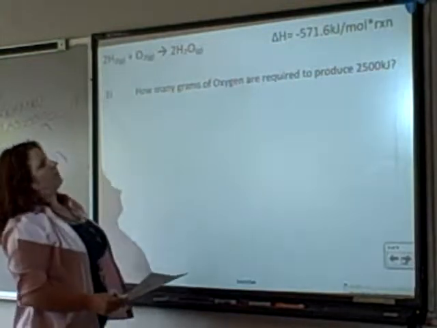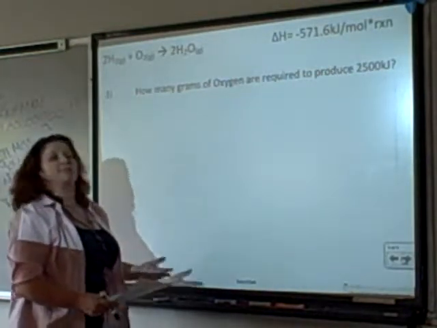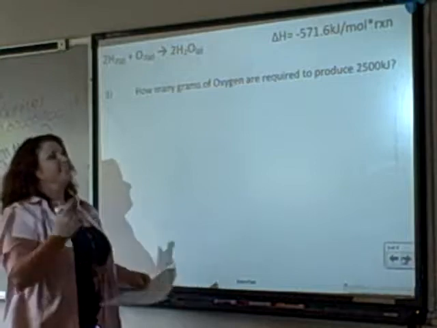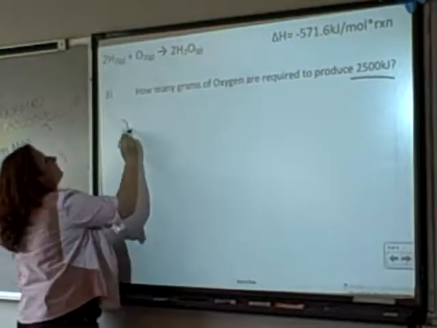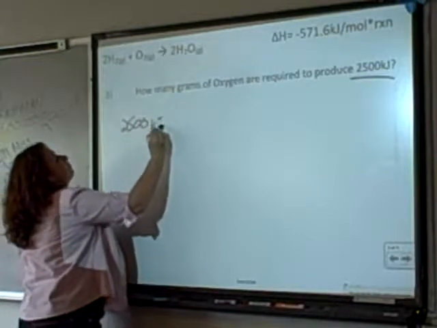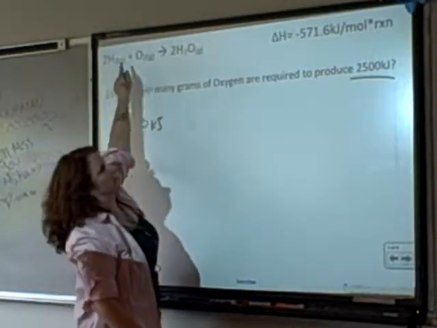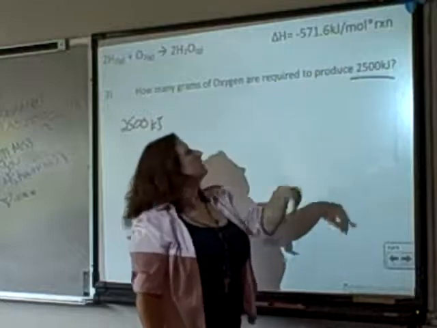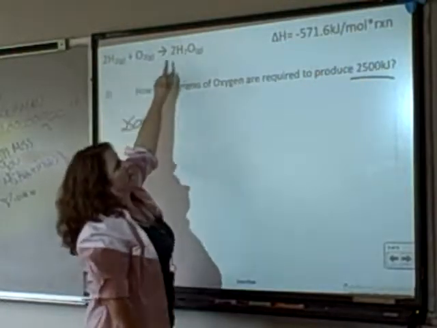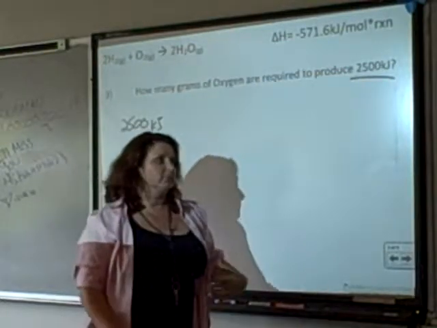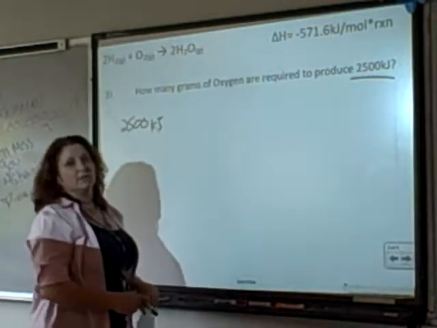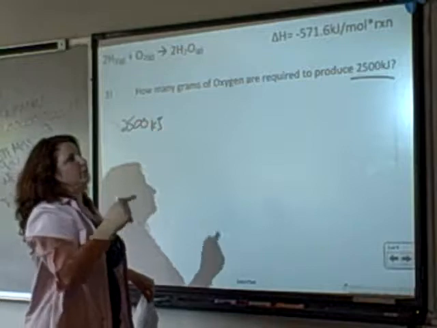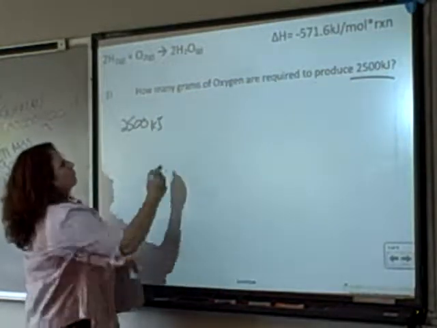is how many grams of oxygen are required to produce 2,500 kilojoules? So let's start with what we know. We want to make 2,500 kilojoules. Well, we know that if we burn up 2 moles of hydrogen, we're going to make that many, and 1 mole of oxygen, we're going to make that many. But what if we want to make more? 2,500. That's fine. Then we can use the same ratio that we've been using and work through the problem.